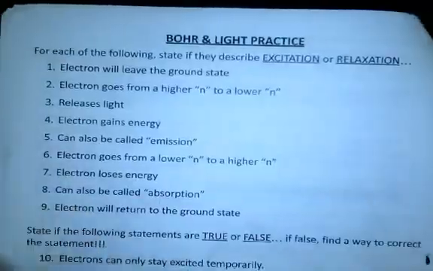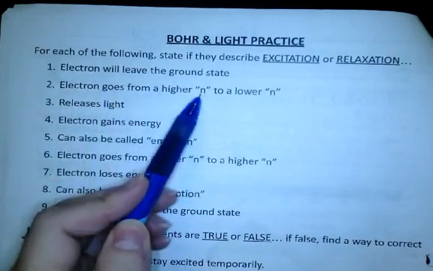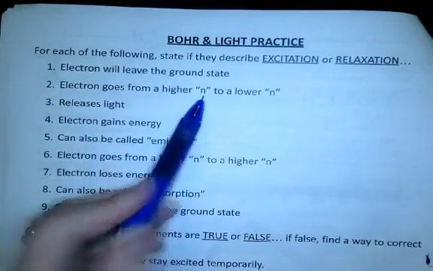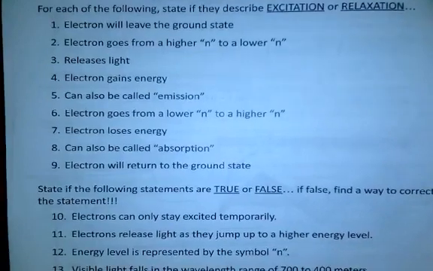Now on the next page, there is a review that goes over these notes, talking about excitation or relaxation. Now N is the abbreviation for energy level. Okay, so if you see N, that's talking about energy level. So y'all go through and work through these examples.